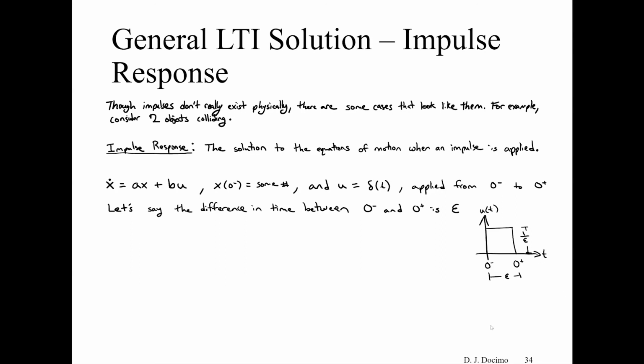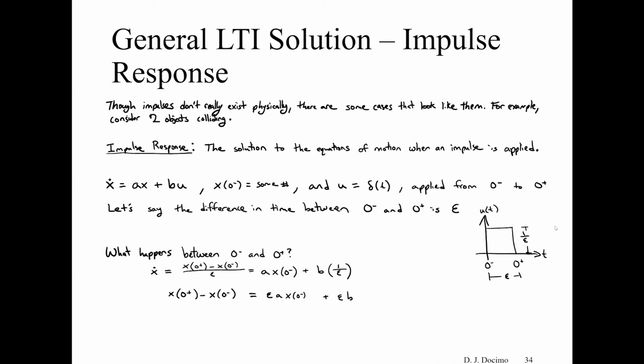Our input in this case is this time here between 0 minus and 0 plus, that is epsilon. The height of this impulse, therefore, to be equal to the integral of 1 for our definition of our impulse function, is going to be 1 over epsilon here.